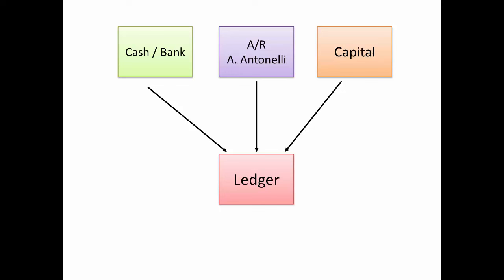Now, we've been referring to different things in a business, typically by specific names. So we've talked about the cash or bank account. We've talked about accounts receivable and payable for specific people and businesses. We've talked about the capital account. Now, what's common to all these is that these are all accounts. These are all parts of the business that we keep track of.